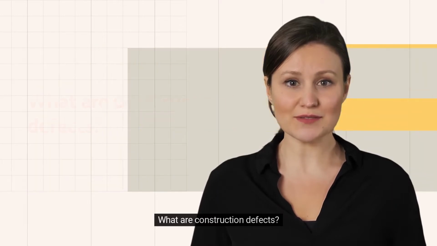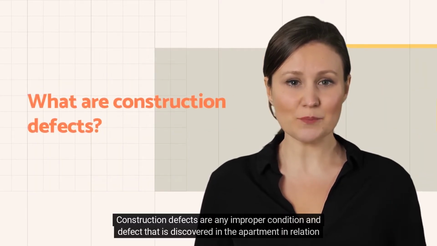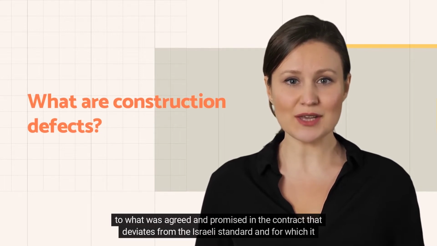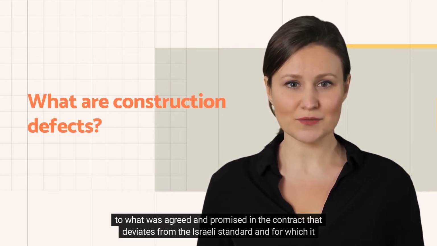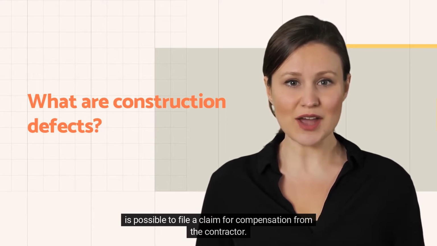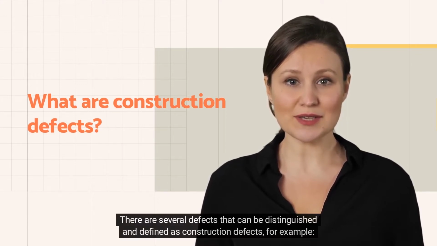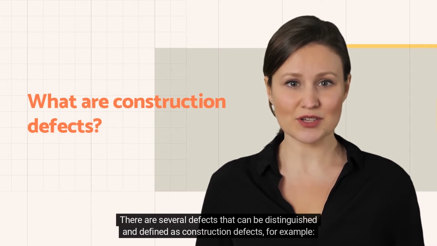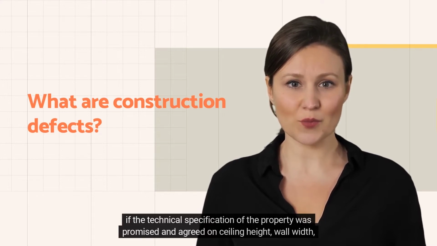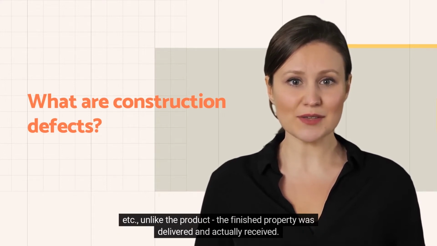What are construction defects? Construction defects are any improper condition and defect that is discovered in the apartment in relation to what was agreed and promised in the contract, that deviates from the Israeli standard, and for which it is possible to file a claim for compensation from the contractor. There are several defects that can be defined as construction defects. For example, if the technical specification of the property, such as ceiling height and wall width, was promised and agreed, unlike the finished property that was delivered and actually received.